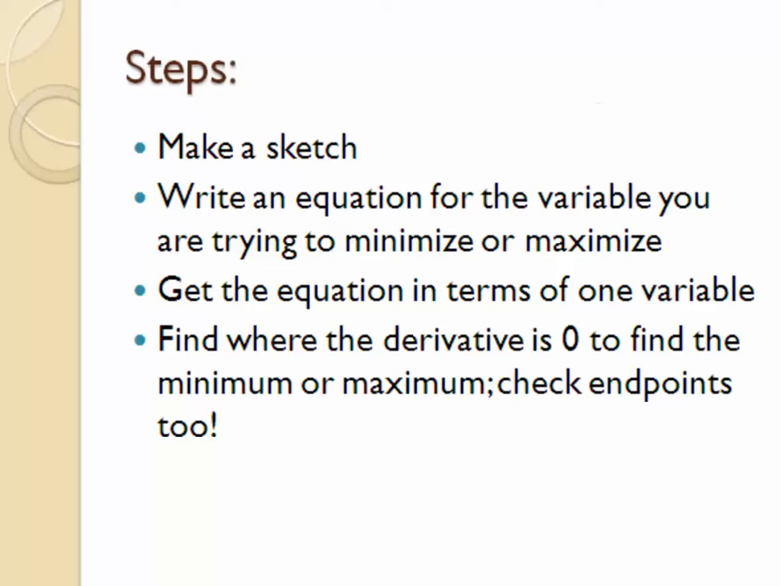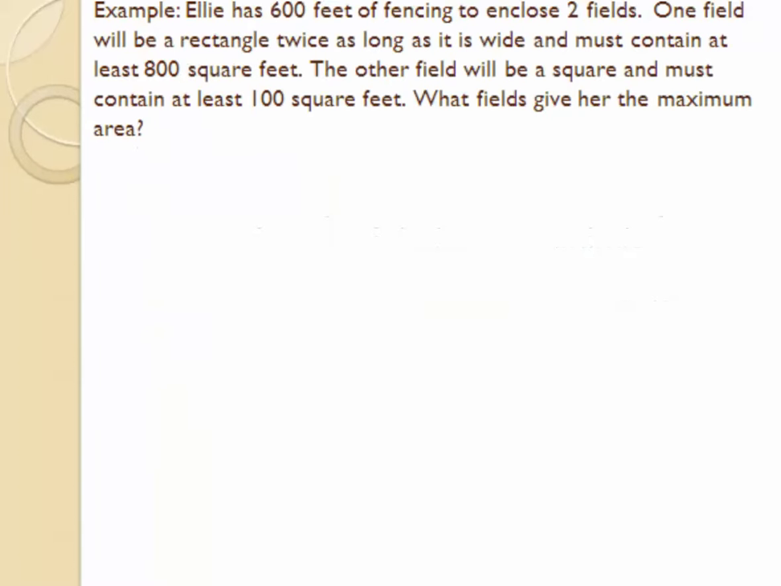Some key steps. You're going to want to sketch. You're going to write an equation for the variable. These are going to use some basic formulas that you already know, things like area formulas, Pythagorean. You eventually want to get the equation in terms of one variable, and then you're going to check those critical points. So find where the derivative is 0 to find minimums or maximums, and you're going to check the endpoints too. The best way to do this is to look at some examples.